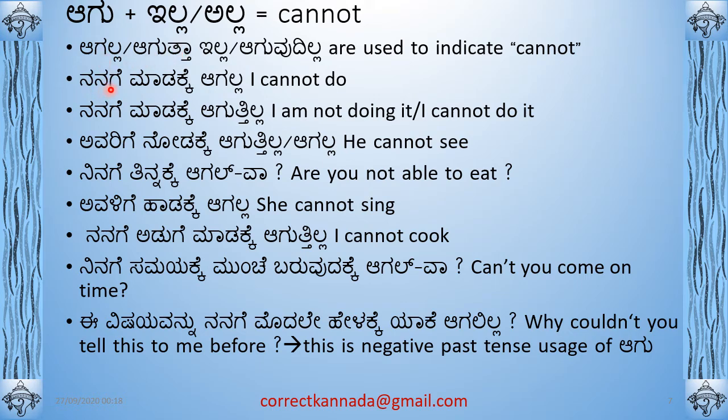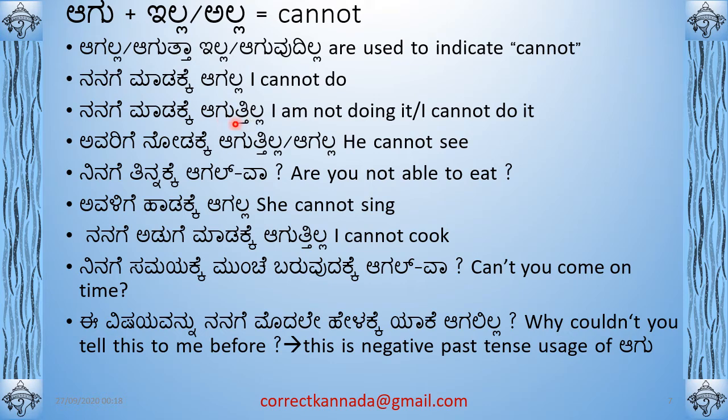The important thing here is you have to use the chaturthi vibhakti. You cannot say nanu agalla. You should say nanage agalla. So nanage madakke agalla, madakke to do, right? Nanage madakke agalla, I cannot do, right? ನನಗೆ ಮಾಡಕ್ಕೆ ಆಗ್ತಿಲ್ಲ. ಆಗುತ್ತಾ ಇಲ್ಲ is ಆಗ್ತಿಲ್ಲ. So ಆಗುತ್ತಾ ಇಲ್ಲ, ಆಗುತ್ತಿಲ್ಲ. It's a short, what you call the compact form.